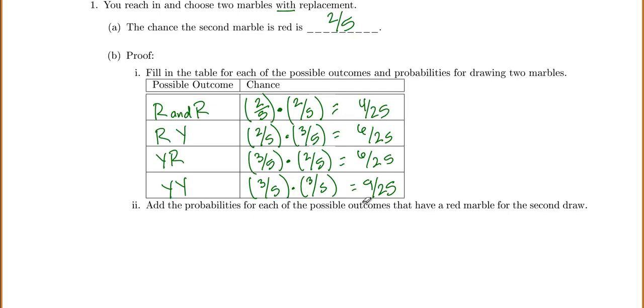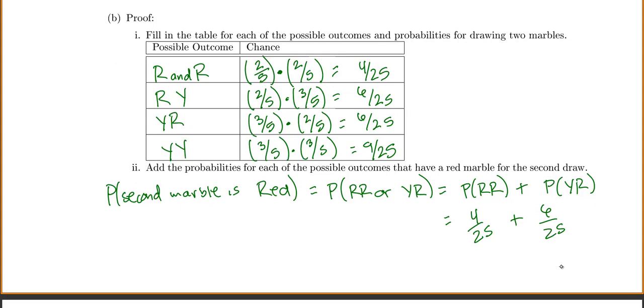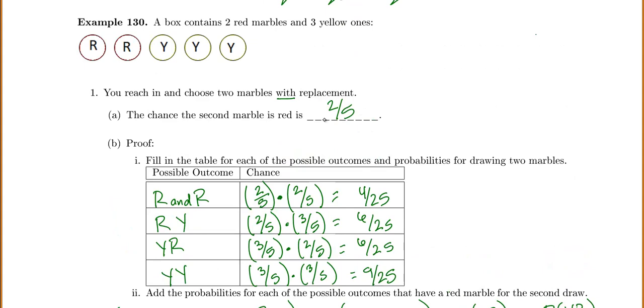Okay, now add the probabilities for each of the possible outcomes that have a red marble for the second draw. So the probability that the second marble is red. To get that, we just say, well, what's the probability of red, red, or yellow, red? So that's the probability of red, red, plus the probability of yellow, red. So red, red is 4 out of 25. Yellow, red is 6 out of 25. And if we add those together, we do get 10 out of 25, or 2/5. And that's why our probability of getting the second marble being red is still 2/5.